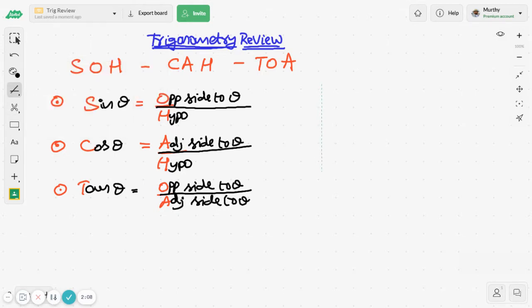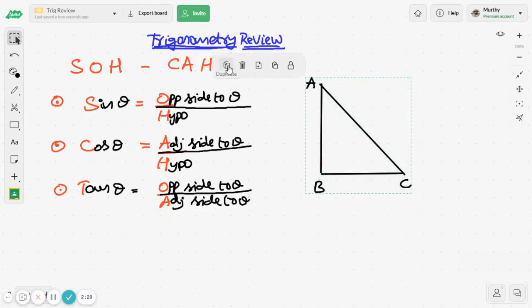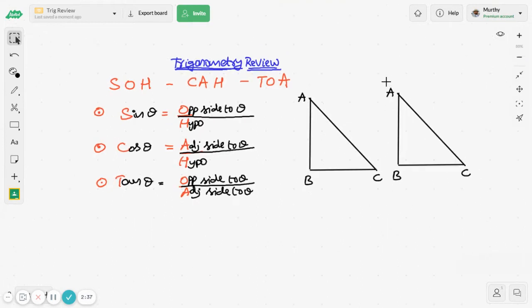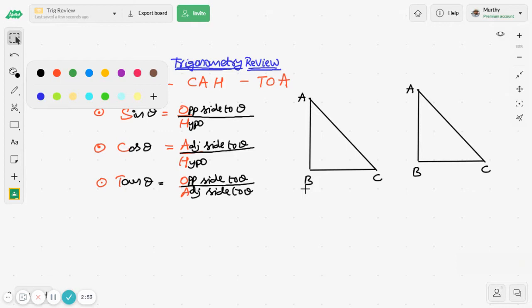You know, when we talk about adjacent and opposite, let me copy the diagram first. Let me label this as A, B, C. Okay, let me duplicate this one first. Just a moment, let me copy this. Yeah, and minimize.